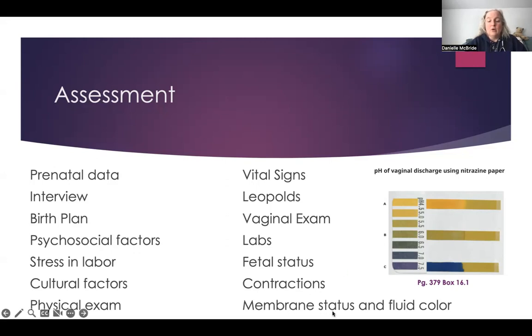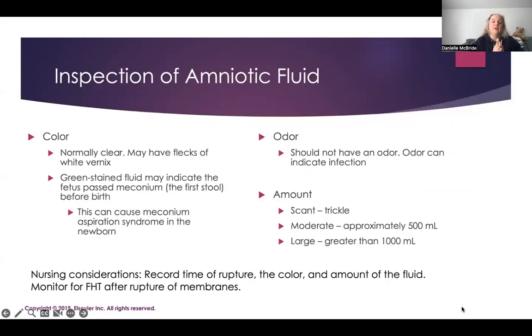As far as membranes go, if she thinks her water's broken, we can test that with pH paper. And so amniotic fluid is alkaline, and so it turns pH paper like a dark blue. And if her water's not broken, oftentimes vaginal secretions and discharge are more acidic, so then it looks more yellow. So if the water is broken, the water should be clear. Okay, we might see little flecks of white in it. That is vernix. That's normal.